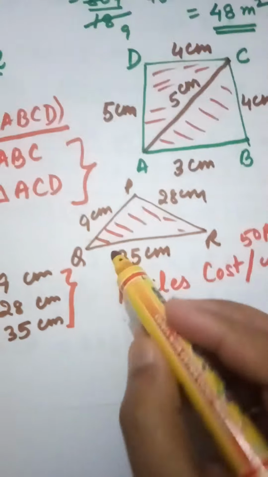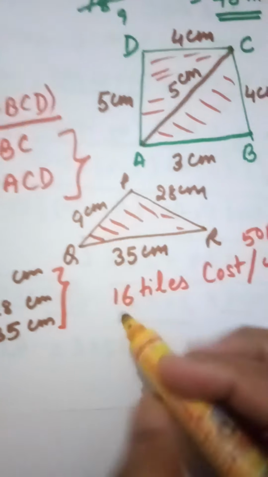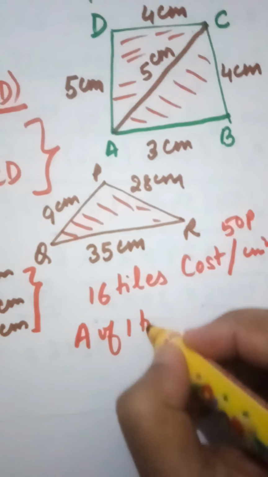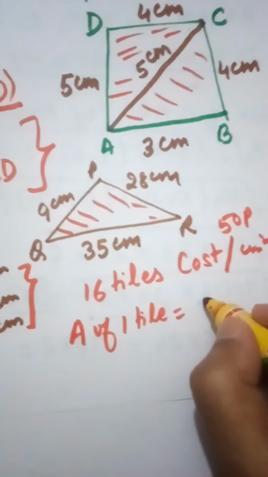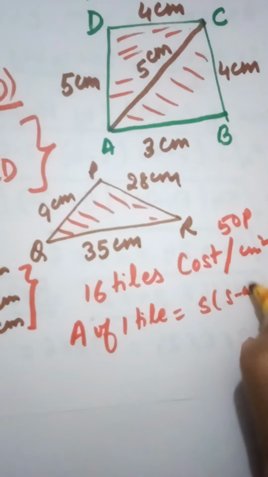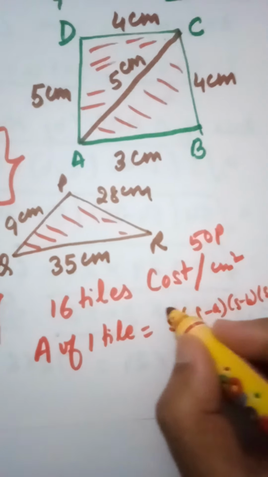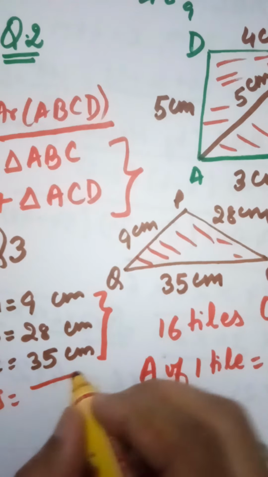The problem is we are given the three sides of the triangle. So we are going to find the area of one tile. How can we obtain that? By using Heron's formula, root of S into S minus A, S minus B and S minus C. S, you know very well, is the sum of all three sides divided by 2. That you can do because I have explained this type of problem so many times.